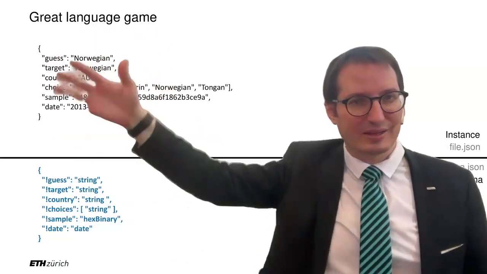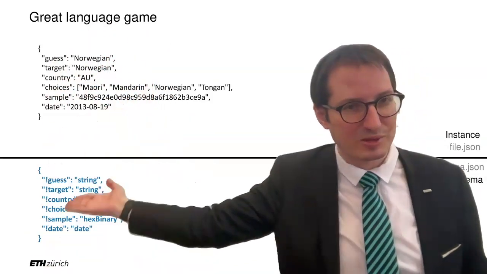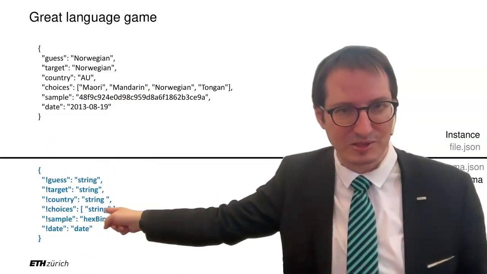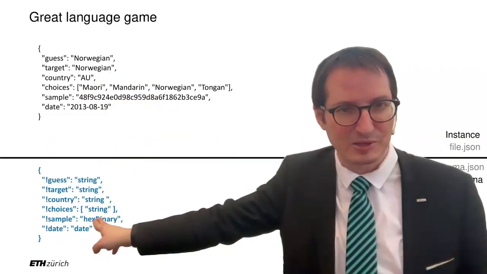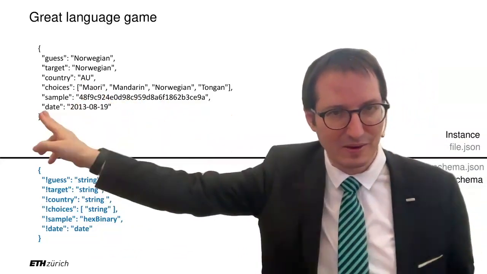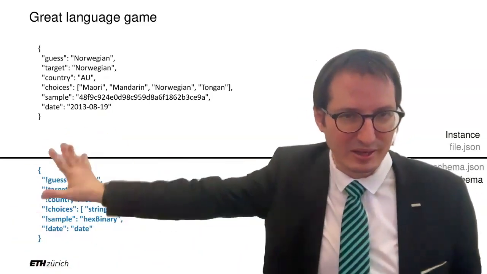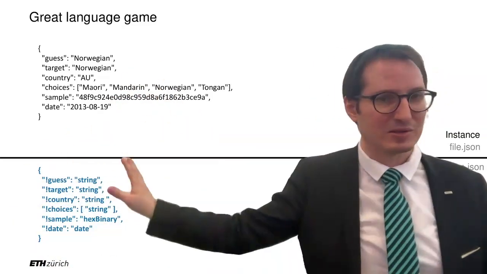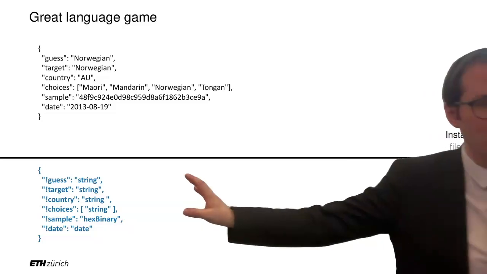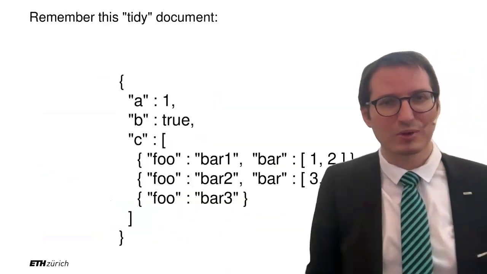Now, it turns out that this is the structure of the entire data set, so you can have a schema for that, and that's what the schema looks like. Guess is a string, target is a string, country is a string, choices is an array of strings, sample is a binary, hex for hexadecimal, base 16, and the date is a date. So you see, this here has the pattern of that instance. So in JSON, it's very straightforward to do, right? Who agrees with that schema for this instance? Awesome. So this is real life.